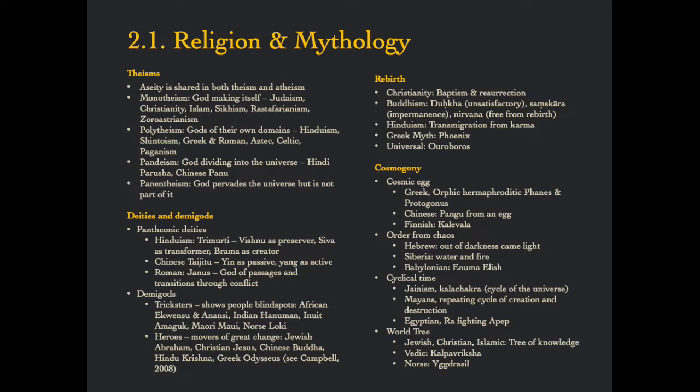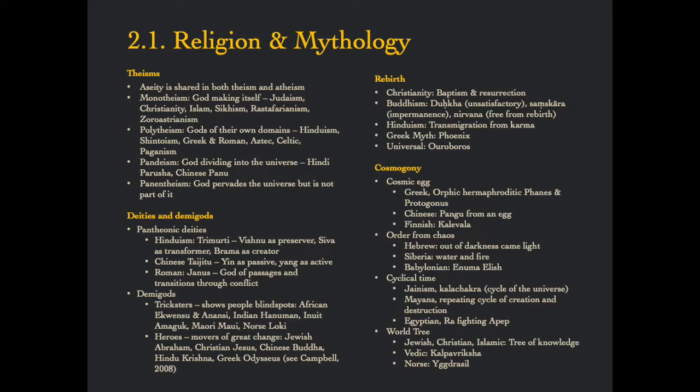And then last to be mentioned is cosmogony. So cosmogony is the realm of knowledge concerned with different ideas people have about how the universe came into being. And so some of the examples here are the cosmic egg, order from chaos, cyclical time, and the world tree. So with the cosmic egg, the general concept is that there was some sort of unity of some kind that got divided into everything.